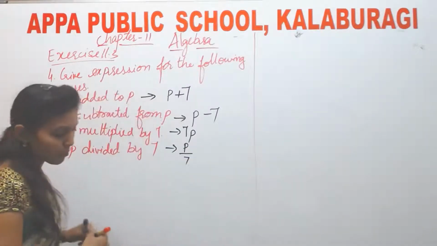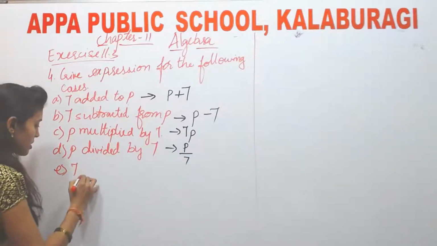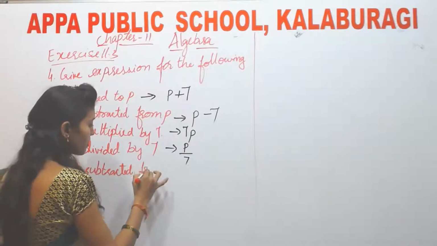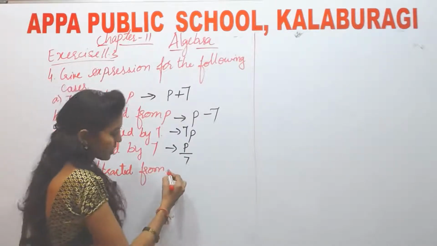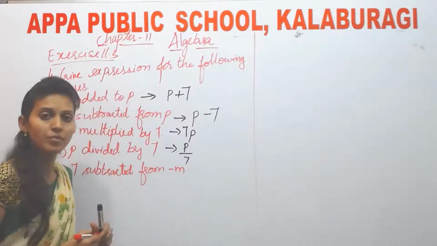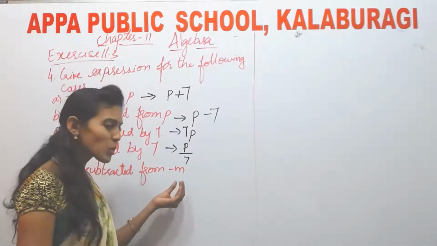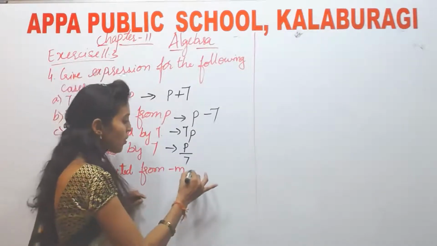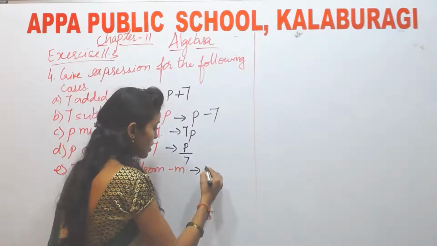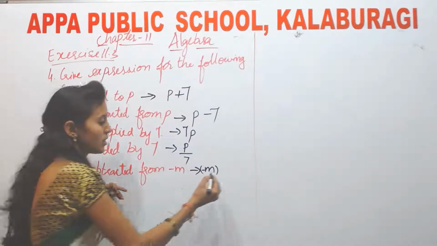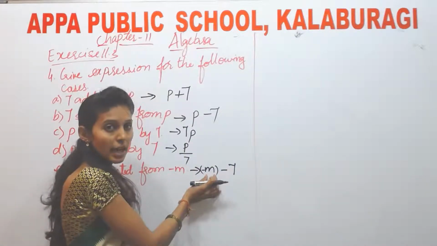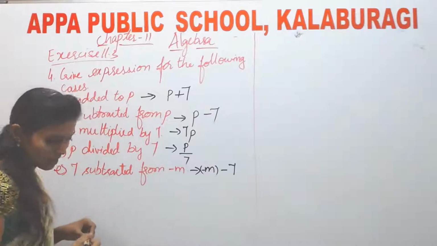Next, 7 subtracted from minus m. Minus m. As usual, same. M is also a number. Instead of a number, they have given a variable, an unknown number. From term should be first. So minus m. 7 is subtracted from that. So minus m minus 7. Negative integers we have to represent inside a bracket. That's why. Okay. Next one.